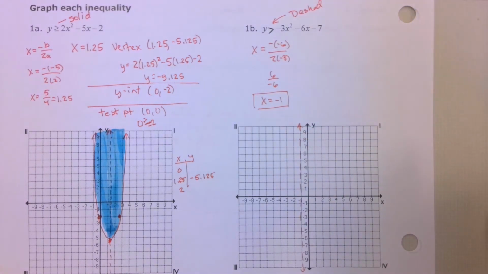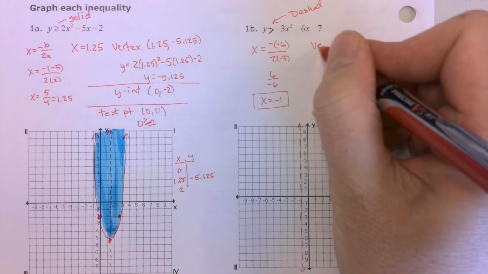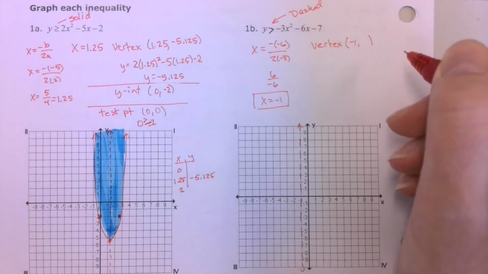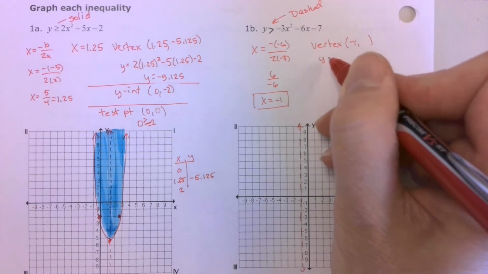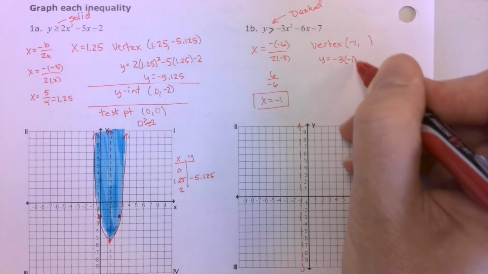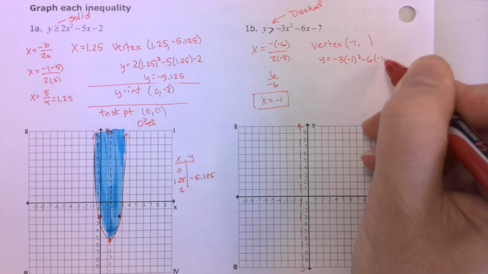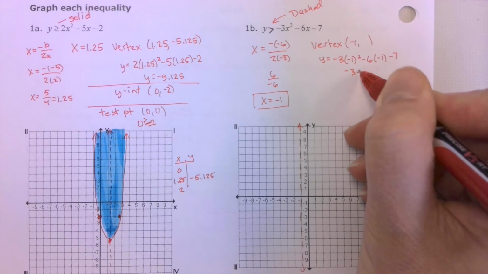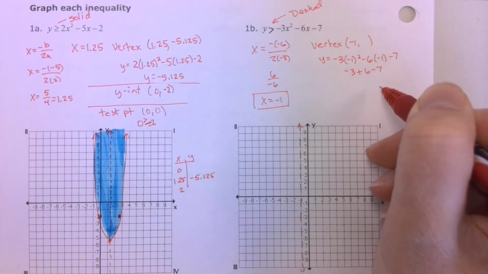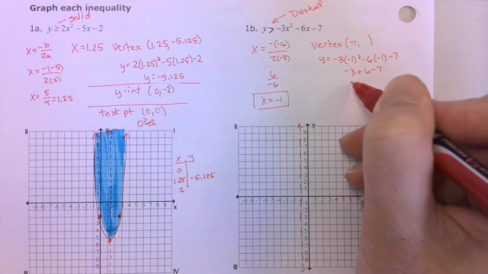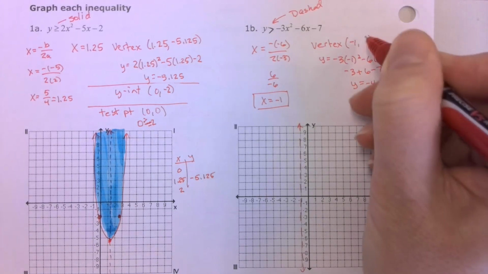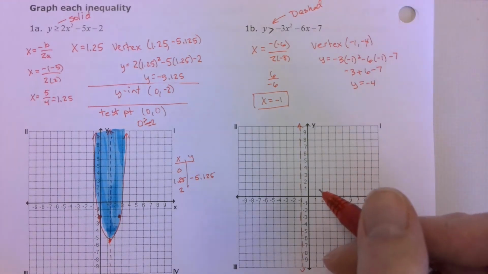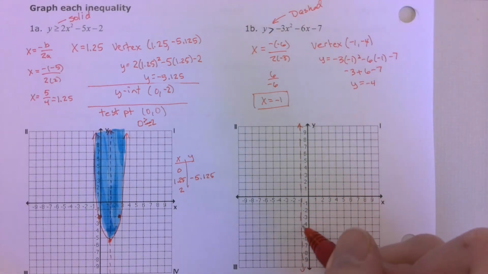And now that I have that, I'm going to go back and find my vertex. And that vertex is -1, and we've got to find that y value. So y is -3 times -1 squared minus 6 times -1 minus 7. So go ahead and do the algebra for this. So I end up with 3 minus 7, so I get y is -4. Okay, so plot that. We go to -1, -4.